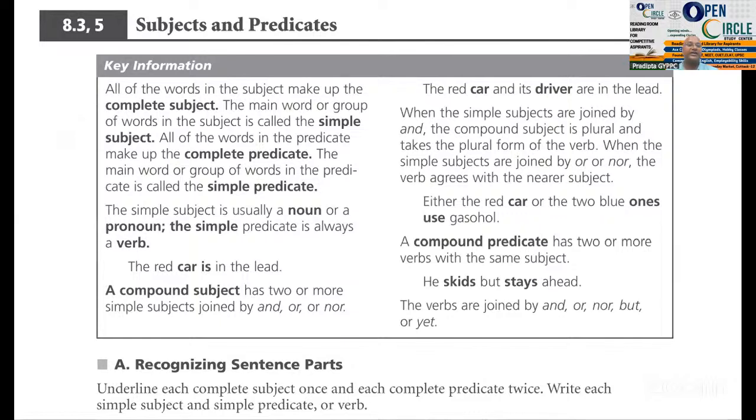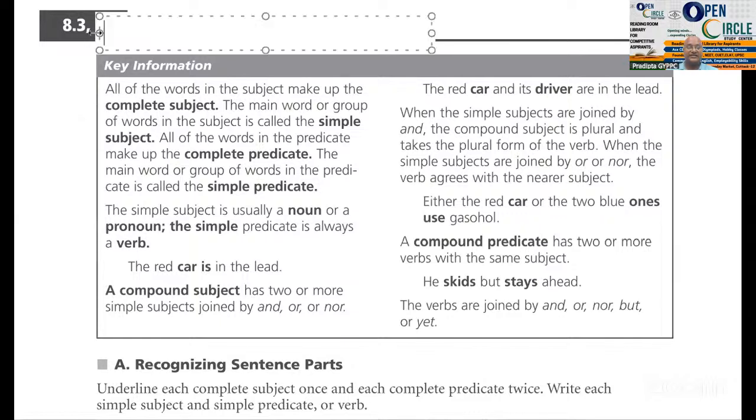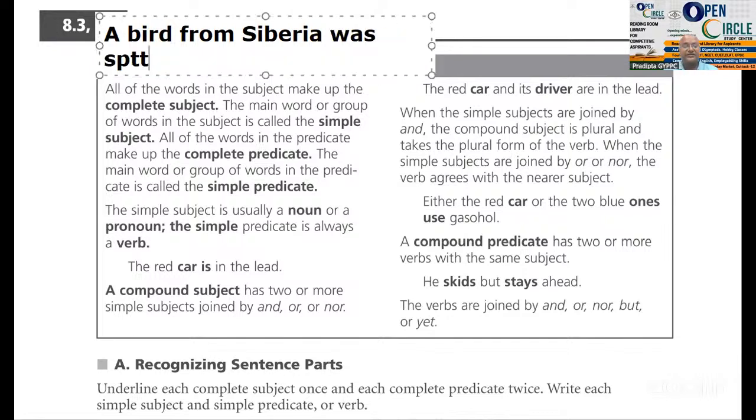Let me tell you an example. Suppose I write a sentence, a bird from Siberia. Where is Siberia? Which country? Which continent? Siberia is in the upper part of Asia. It is above Russia. So it is a part of Asia. Here, a bird from Siberia was spotted in Chilika Lake.